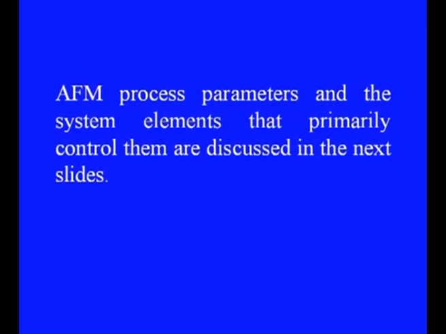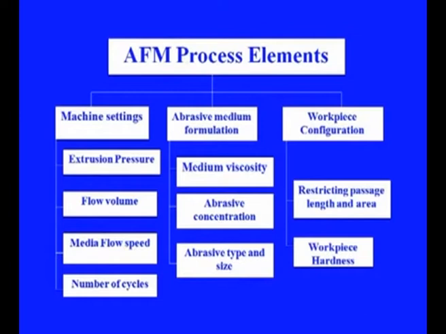Now, let us see the process parameters and the system elements that control the process performance. So, the different process parameters or process elements are on the screen now. These process element parameters are broadly classified into three categories. One is machine based parameters, depending on the machine settings. The other one is abrasive medium based parameters, which we can control through abrasive medium formulation, and then the other one is workpiece related.